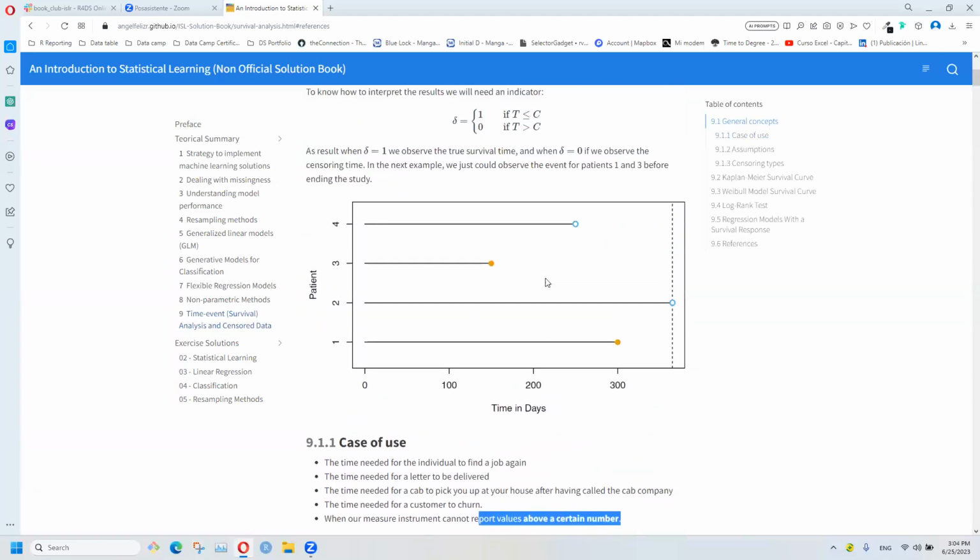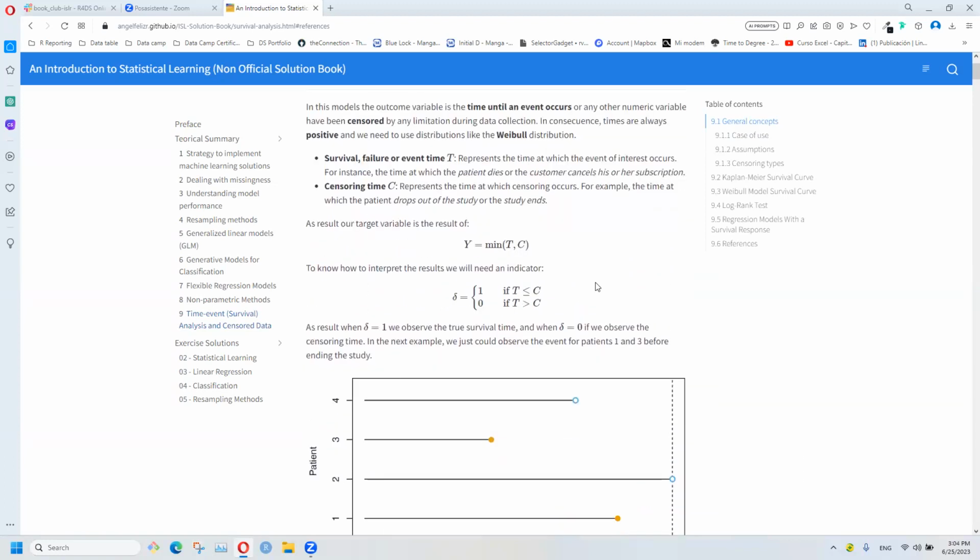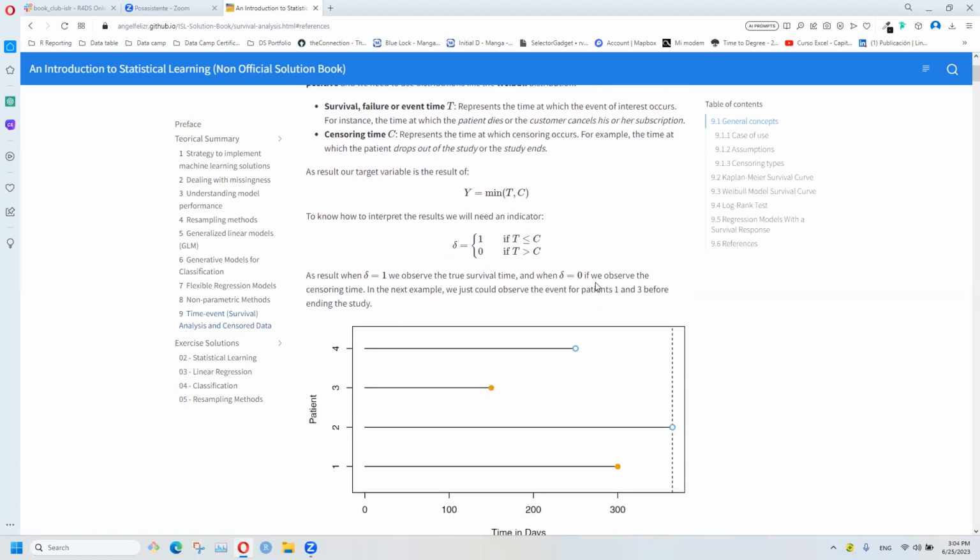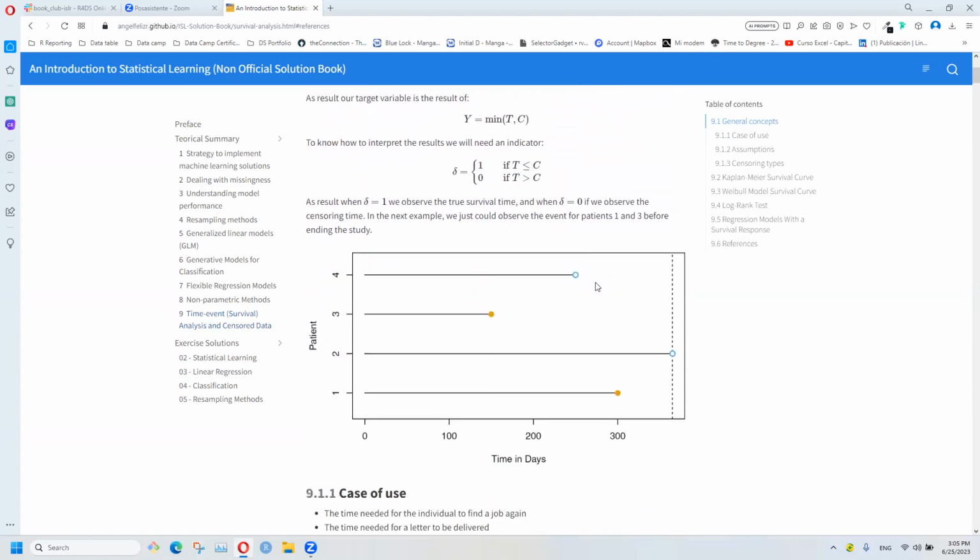Do you have any doubt related to this definition or any comment? Okay.